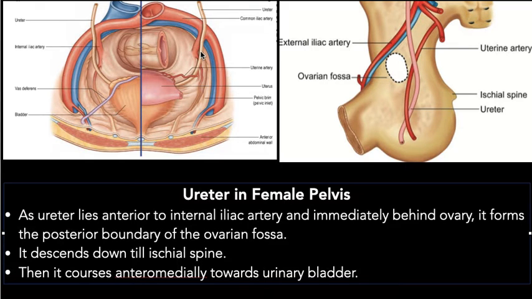Immediately behind the ovary, forming the posterior boundary of the ovarian fossa. You can see this is the ovarian fossa where the ovary is lodged. The ureter is behind it, and it is anterior to this is the external iliac, this is the internal iliac artery. It is lying anterior to it. It is descending down the ischial spine, as you can see, and it courses anteromedially towards the bladder, right? This is the bladder. It is coursing anteromedially to the bladder.